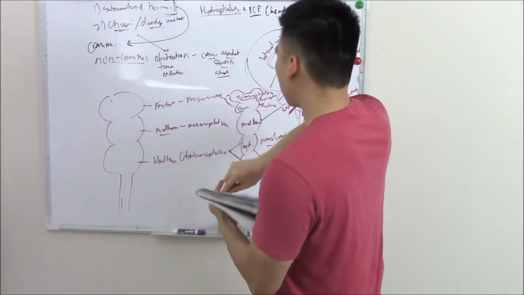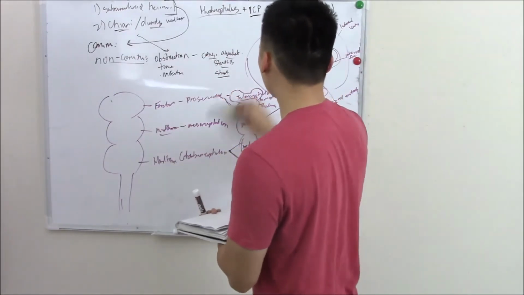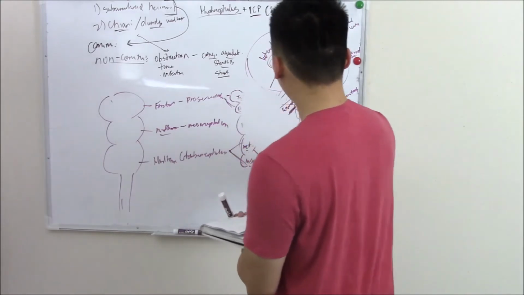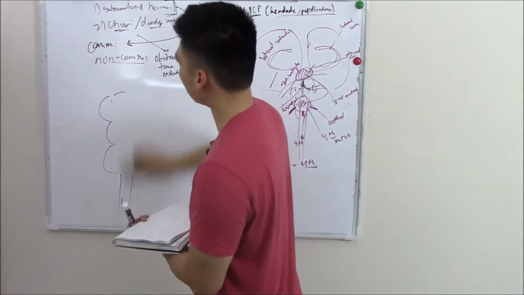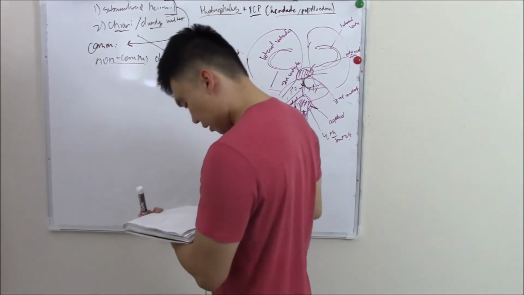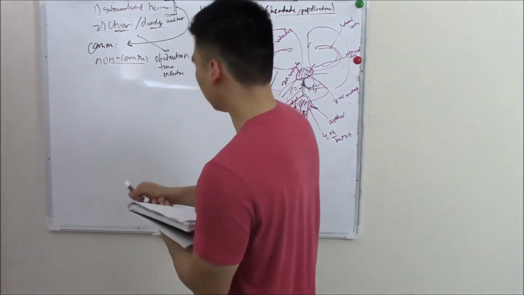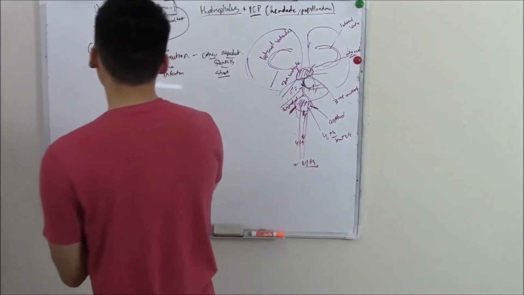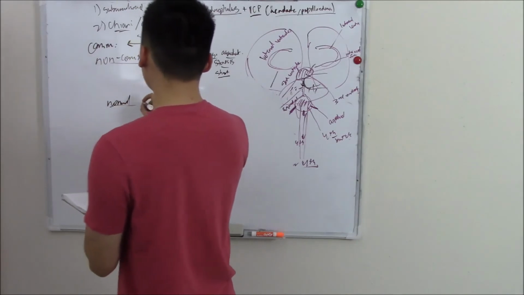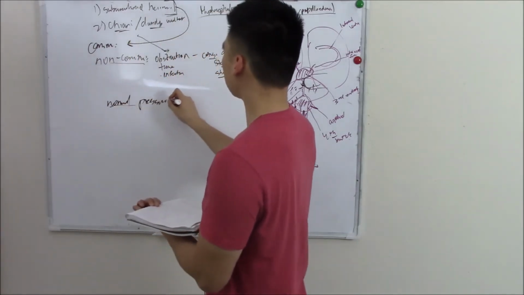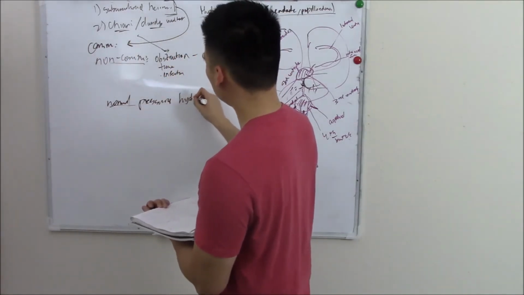Now, just when you thought you had the grasp of it, I'm going to throw you a curveball. There are two disorders that don't really fall in this trend. The first disorder is called normal pressure hydrocephalus. What the heck? Normal pressure hydrocephalus? Isn't that like a contradiction? How do you have hydrocephalus and it's also on normal pressure.